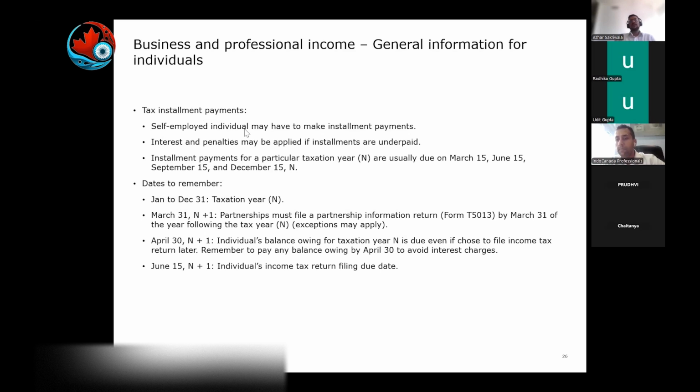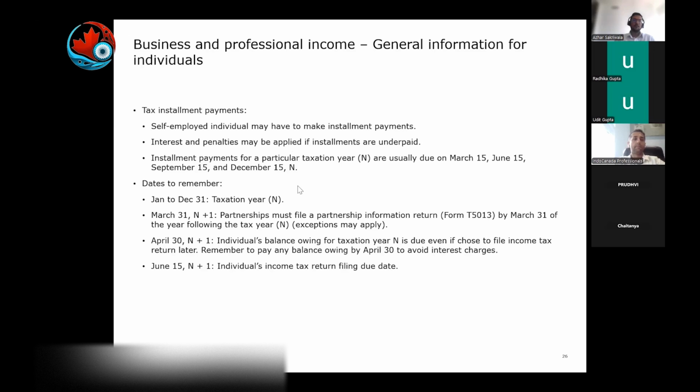Unlike salaried income, where taxes are deducted by the employer and reported in the T4, business individuals have to report their incomes and pay taxes on their own on a quarterly basis. For individuals, the calendar year will be the tax year, and they would have to pay installments on a quarterly basis, which are due on 15th March, 15th June, 15th September, and 15th December.